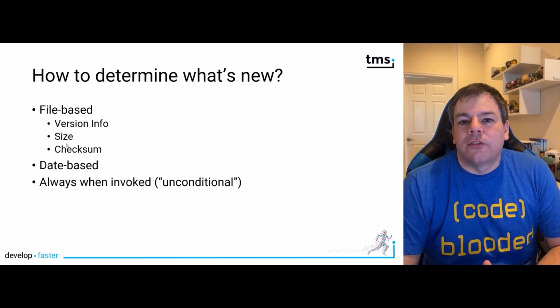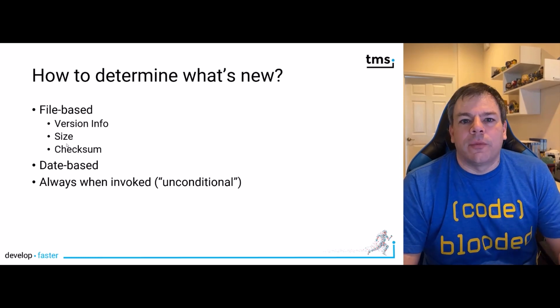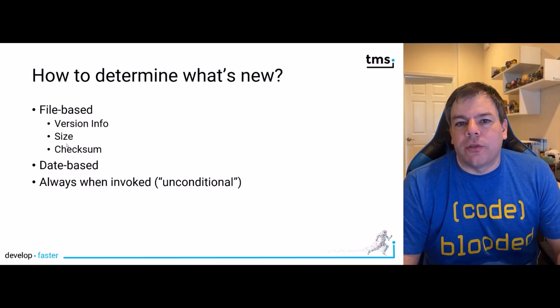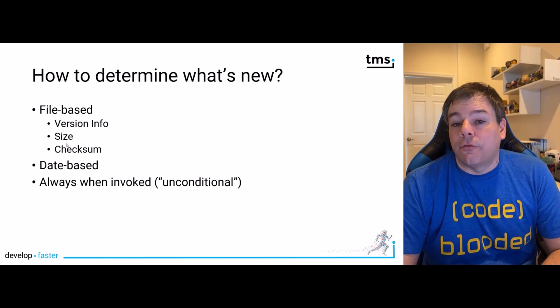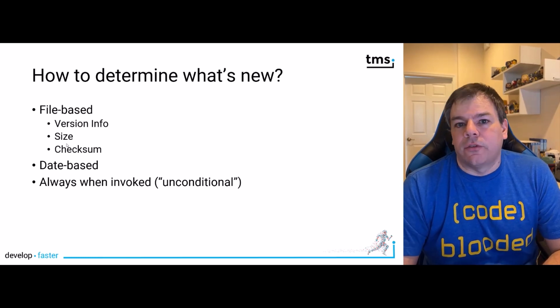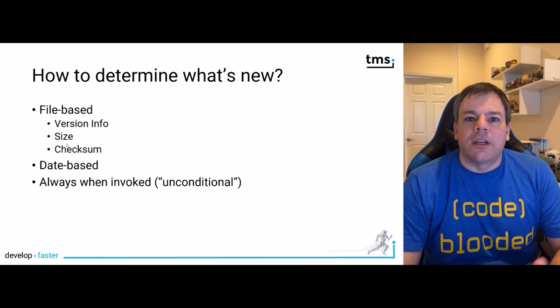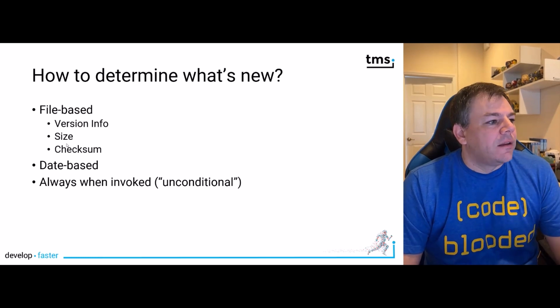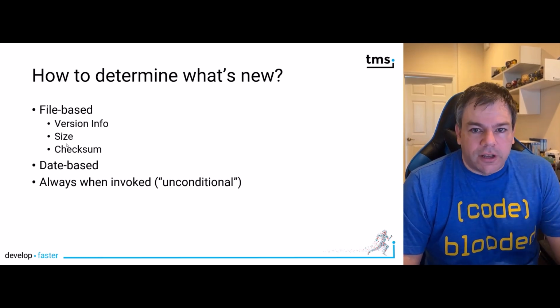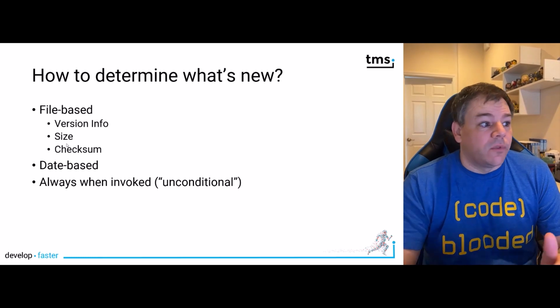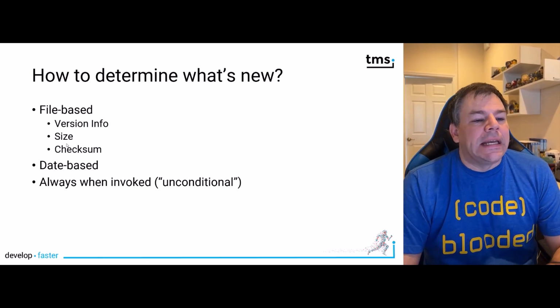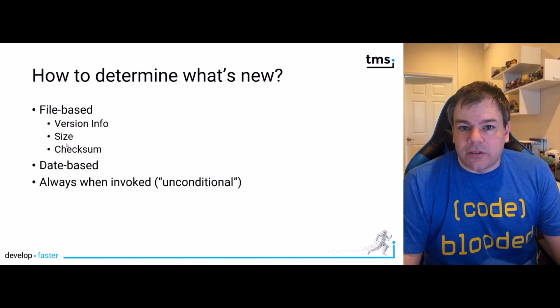What is also important to note is how do you determine if your application on the server is new? And for this, TMS also gives you multiple solutions. You can either say, hey, this file based on its version info, size, or checksum, these are all alternatives, options, is new, and that's why the update has to happen.